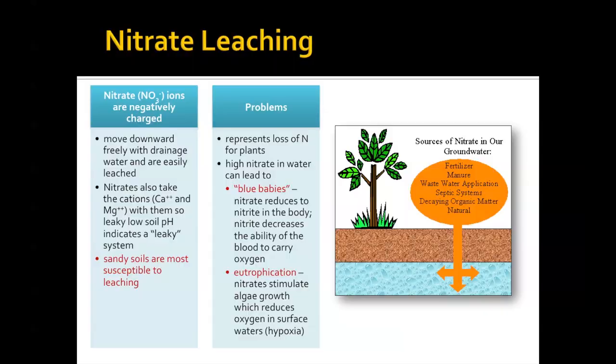Now, this can lead to certain problems. We've heard of blue baby syndrome, and we find that if the nitrate concentrations go up more than about 10 milligrams per liter, you're going to find problems with blue baby syndrome up in the Midwest. We talk a little bit more about that in my aquatic sciences class.